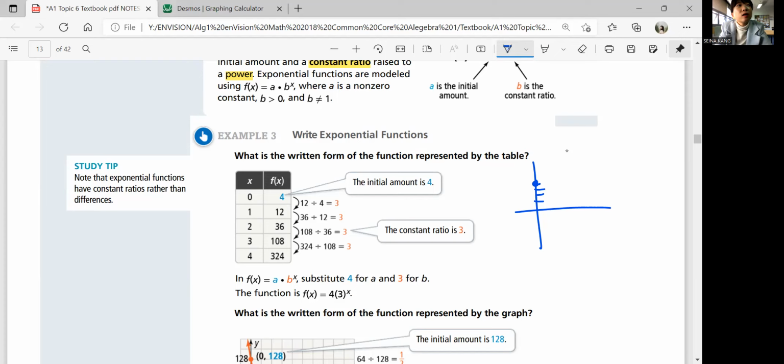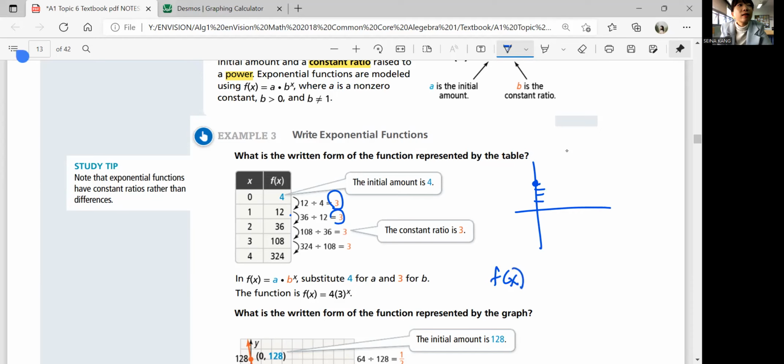And then from 4 to 12, you're multiplying by something, right? 12 to 36, you're multiplying by something as well, and so on. So from the initial value, what are you multiplying to get 12? 12 divided by 4 is 3, and 36 divided by 12 is 3. And you keep multiplying by 3 every time your x increases by 2. That means your base is 3, because that's what you multiply, right?